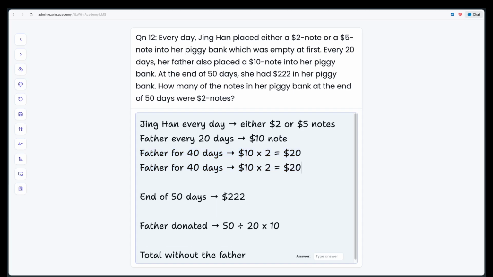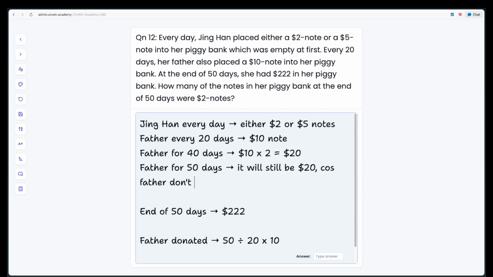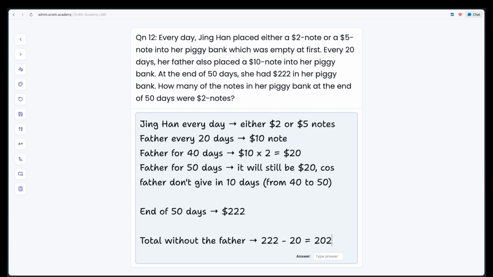So what about the father for 50 days? It will still be $20, because the father doesn't give in those 10 days, from 40 to 50. So we know that he added $20. That means the total without the father will be 222 minus 20, and this will give us $202.